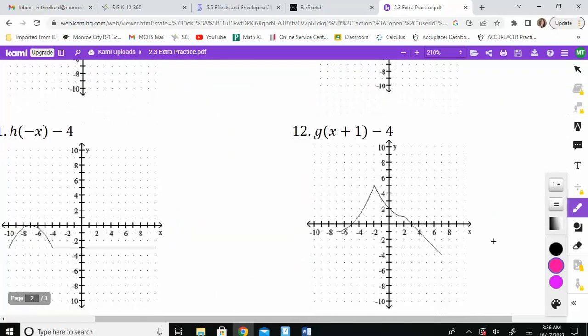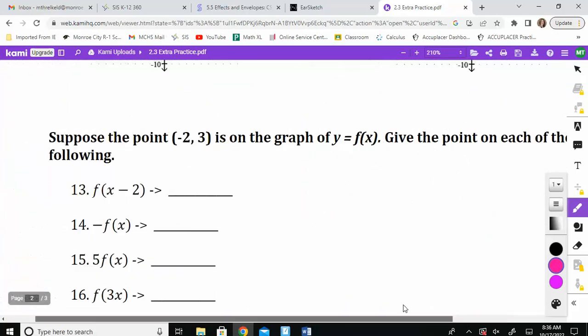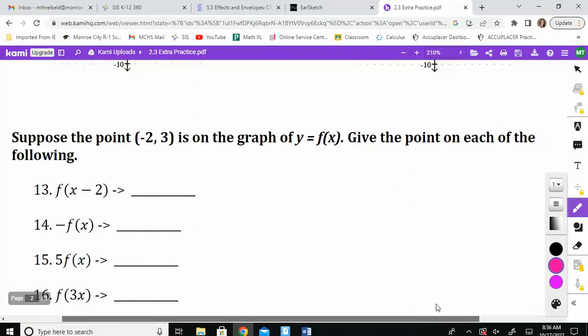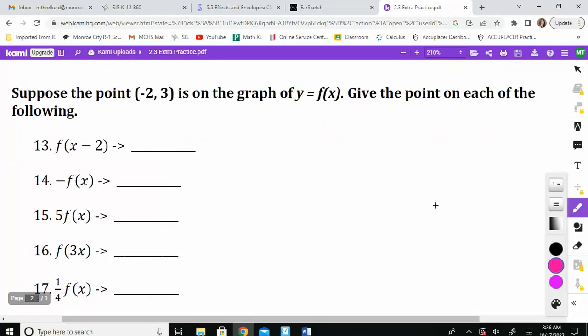Okay, I want to, for now, go ahead and jump down to this part. Those 4 problems right there, we're going to do those at the beginning of class tomorrow, just as a little more review before our quiz. But this one we had some on our handout Friday that we practiced. I'm giving you a point and I'm asking you what the new point would be. So I'm starting at -2, 3.